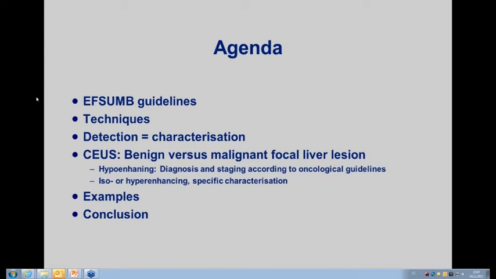The differentiation and characterization of such malignant liver tumors, which will be hypoenhancing in the portal venous and sinusoidal phase, can be differentiated from benign entities, because benign entities will be iso or hyperenhancing. We will show examples. I will come to a conclusion.